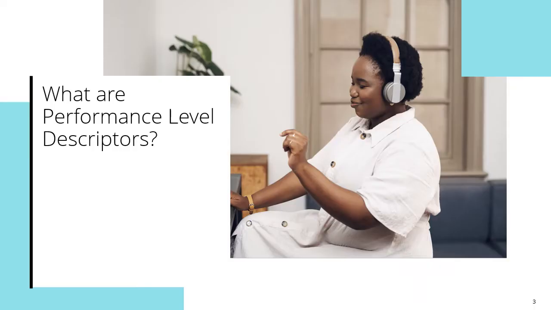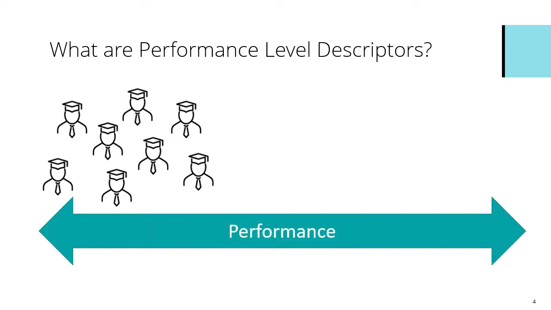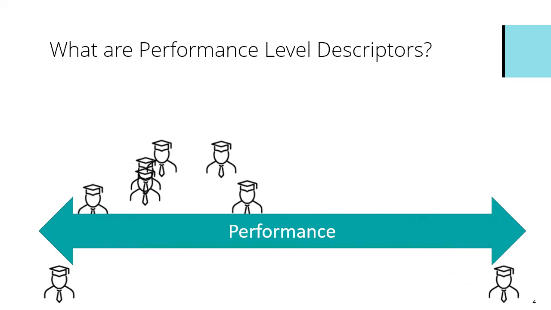The first question that you may be asking is, what are performance level descriptors? To answer this question, let's imagine a group of students taking a test. It could be a math test, a college entrance test, or even a driving test. The performance of the students who took this test would likely range from lower performance to higher performance and everything in between. What we want to do is classify or define the performance of the students on this test.